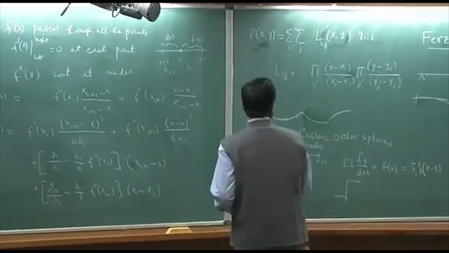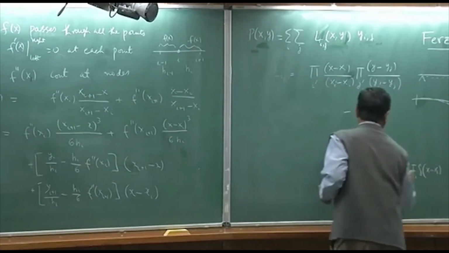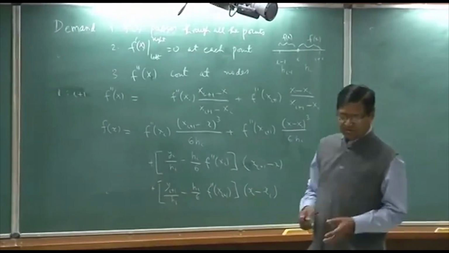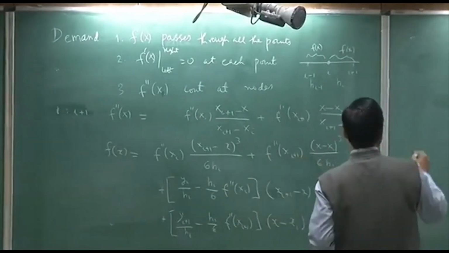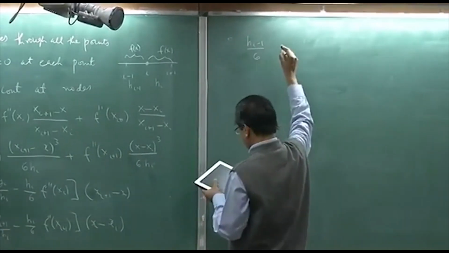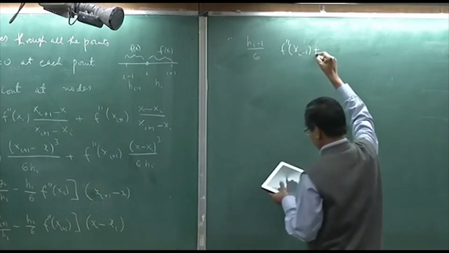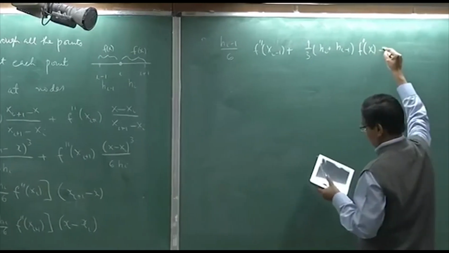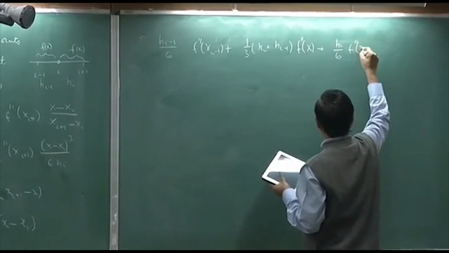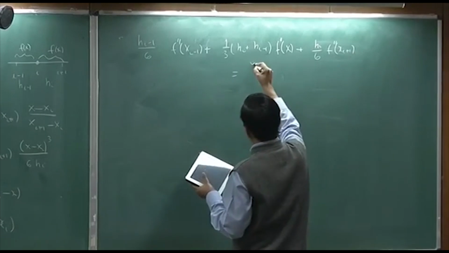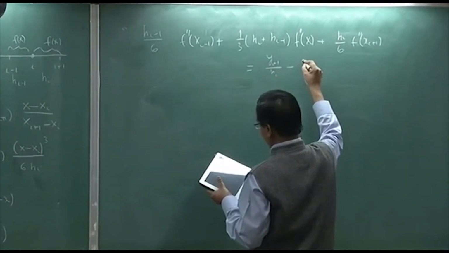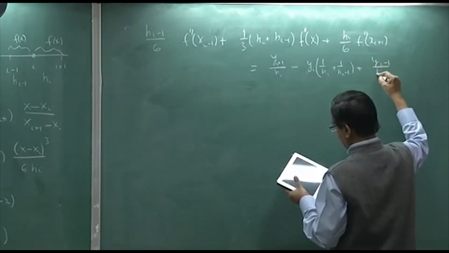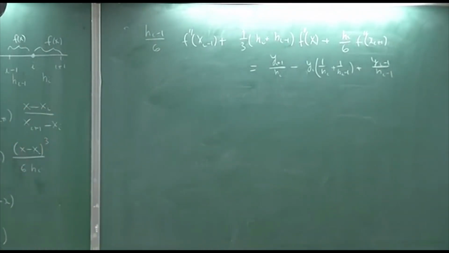If you do the algebra correctly, and you are welcome to do it, you will get an equation which is quite easy in fact: h_{i-1}/6 plus 1/3 equals, and so on. This is by setting the derivatives from both sides equal.